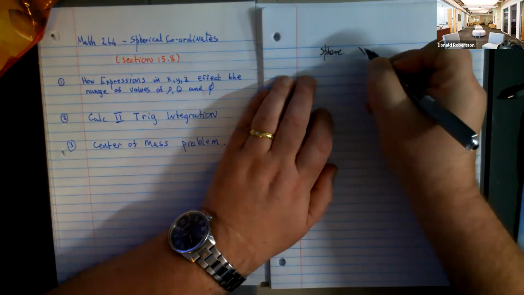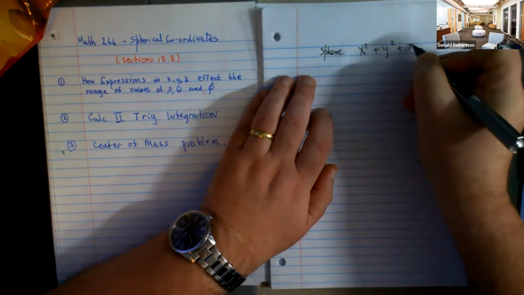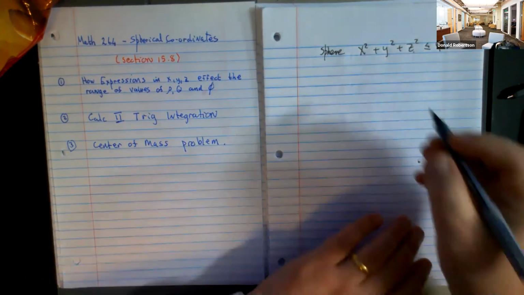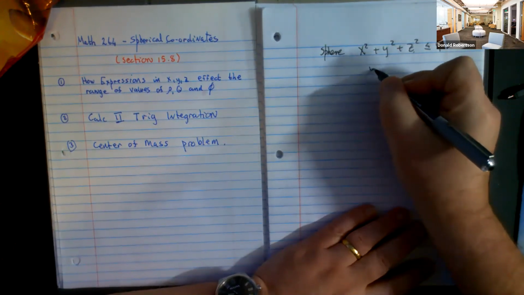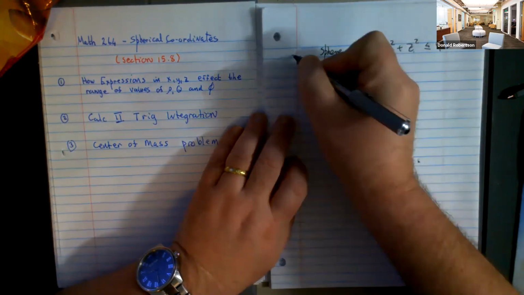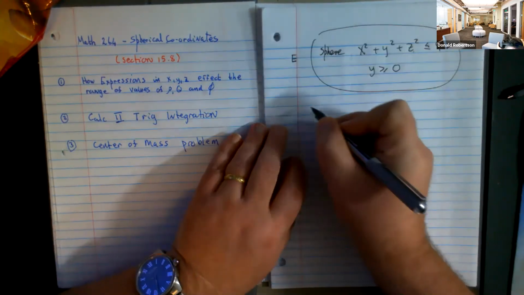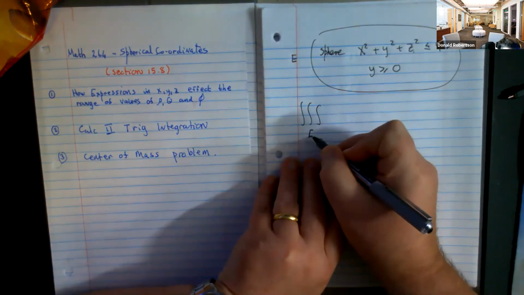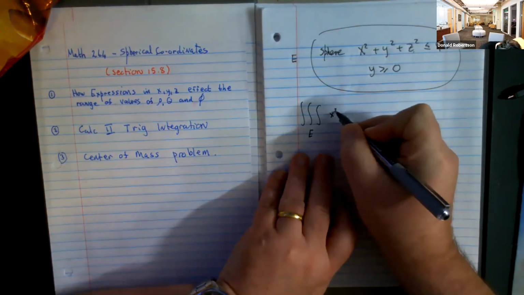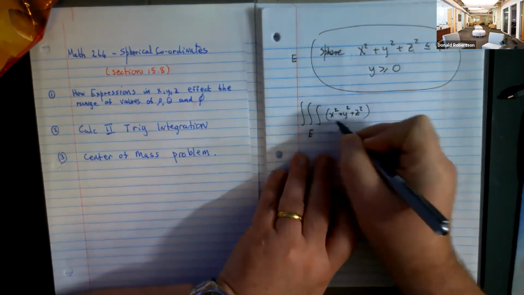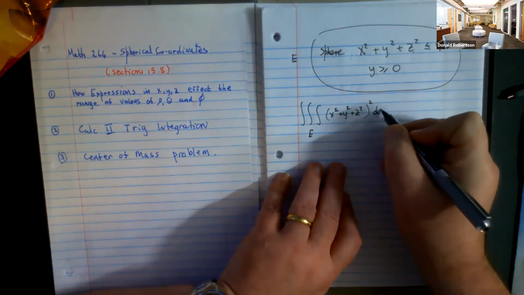Suppose you were given a sphere, x squared plus y squared plus z squared less than or equal to 9. And it also had y greater than or equal to 0. So this is region E. And you were being asked to do the triple integral over E of x squared plus y squared plus z squared dV.